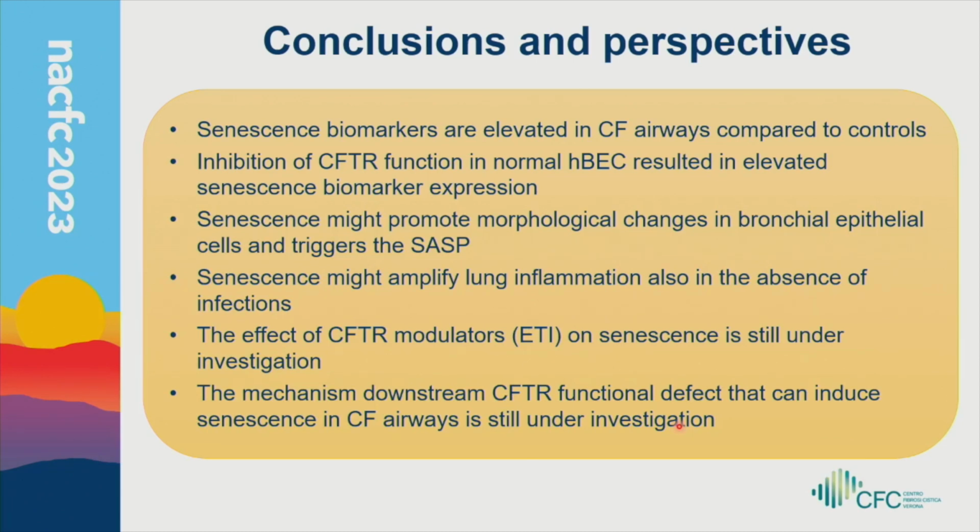So our conclusions and perspectives are that the senescence biomarkers are elevated in CF airway compared to controls. The inhibition of CFTR function in normal bronchial epithelial cells resulted in elevated senescence biomarker expression, in particular P16. The senescence might promote morphological changes in bronchial epithelial cells and trigger SASP. Senescence might also amplify lung inflammation in the absence of infection.